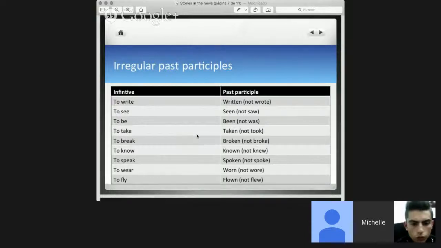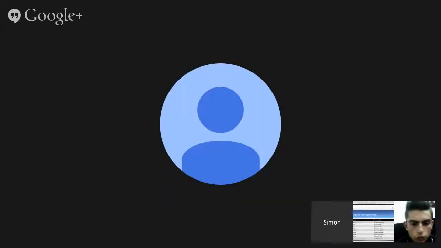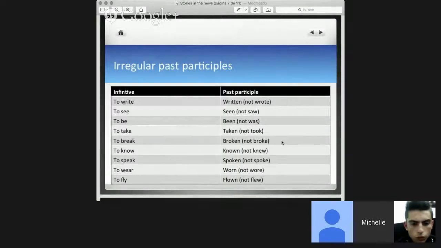Good. So as you can see, with some of these, almost all of them, the irregulars end with an N, right? Written, seen, been, taken, broken, known, spoken, worn, and flown. Exactly. So while they're irregular, they're only irregular because they're not the same as the past simple. But there is some uniformity, so it's a little bit easier to know how to make the past participle out of these words, right?